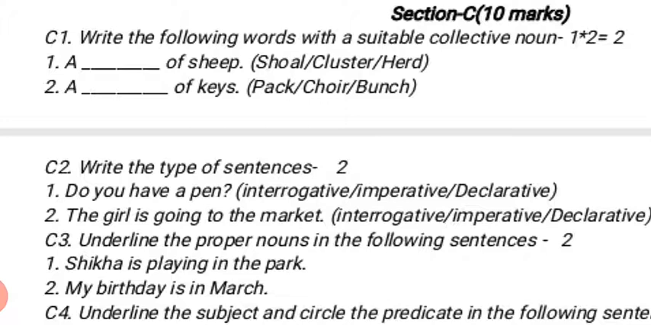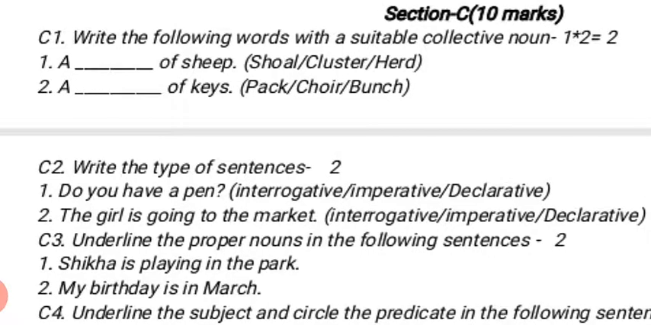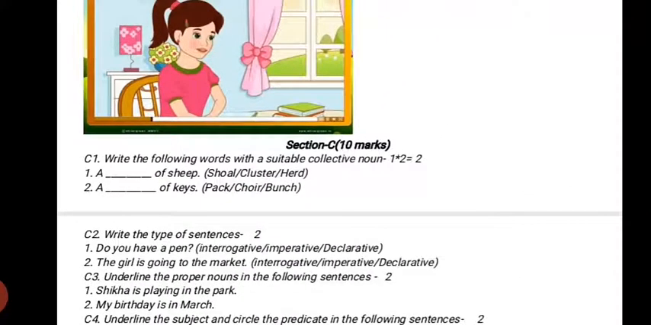Underline the proper nouns in the following sentences. Proper nouns mention a specific person or place, a particular one. Shikha is playing in the park. Park can be anyone or many, but Shikha is single, so Shikha is the proper noun here. My birthday is in March. Birthday comes every time, everyone has a birthday, but March is the only month and it is also with a capital, so March is the answer here.